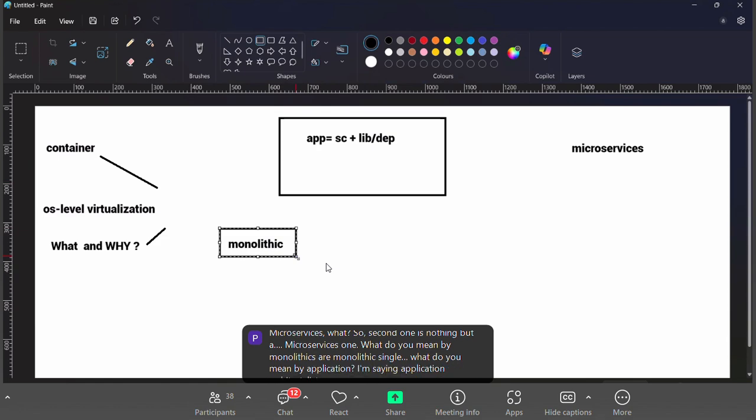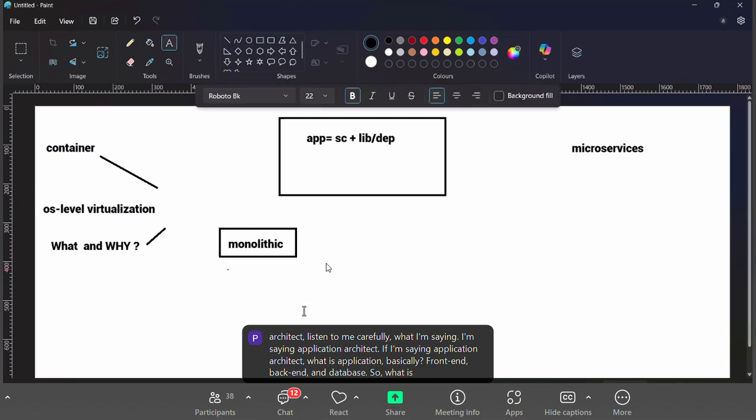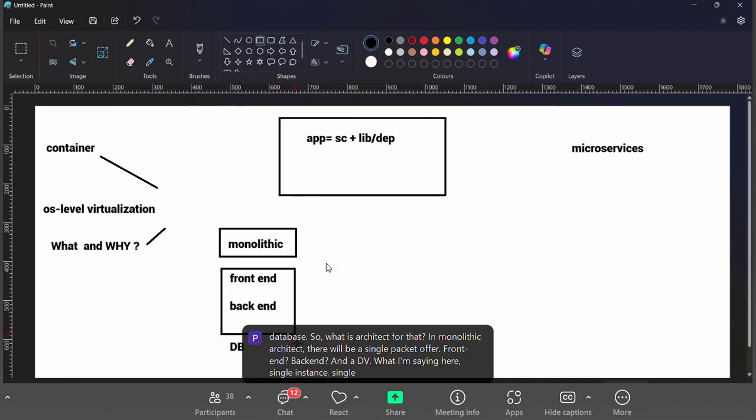Listen to me carefully. What is an application basically? Front end, back end, and database. So what is the architecture for that? In monolithic architecture, there will be a single packet of front end, back end, and DB. A single instance, a single packet of application, for the front end, back end, and database.